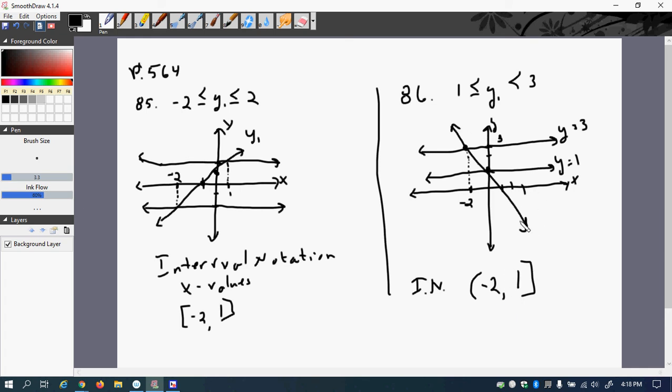Here the diagonal line again is the y1. But you can see again that when we are writing the interval notation, we're doing it from the -2 to the 1.